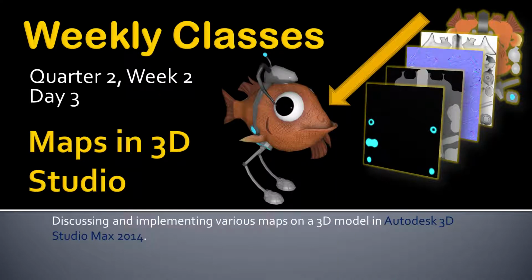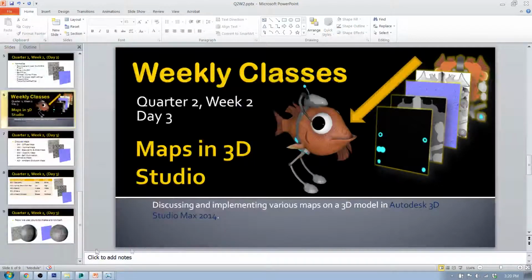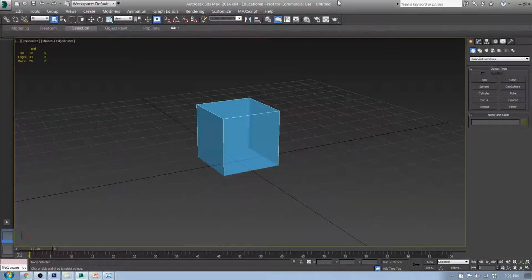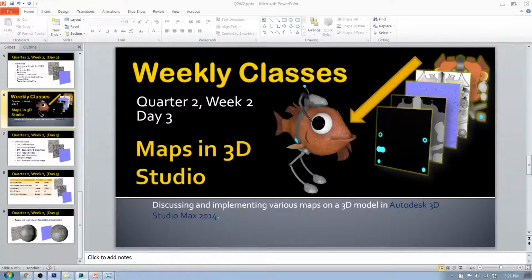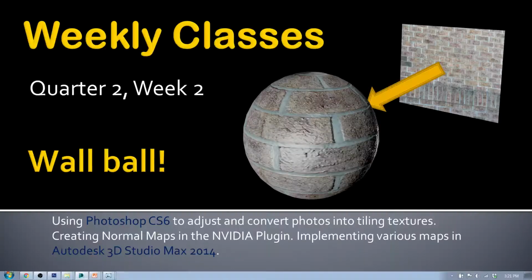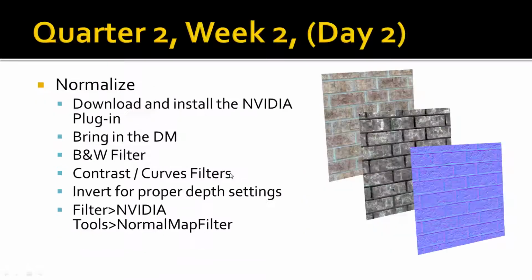Today, we're going to start off by talking about the maps in 3D Studio and how each map works. We're going to do that by experimenting and looking at this model here. Now, this model here is a fish that I built for a game a while ago.